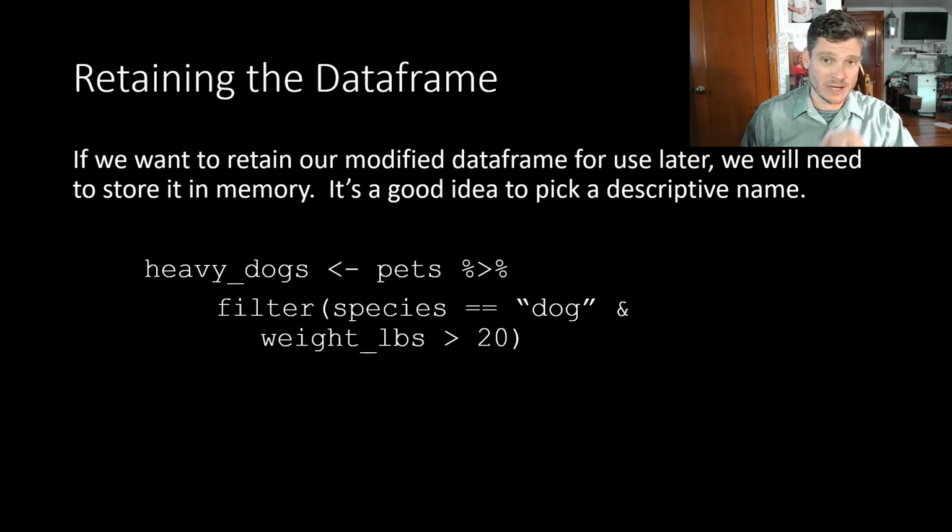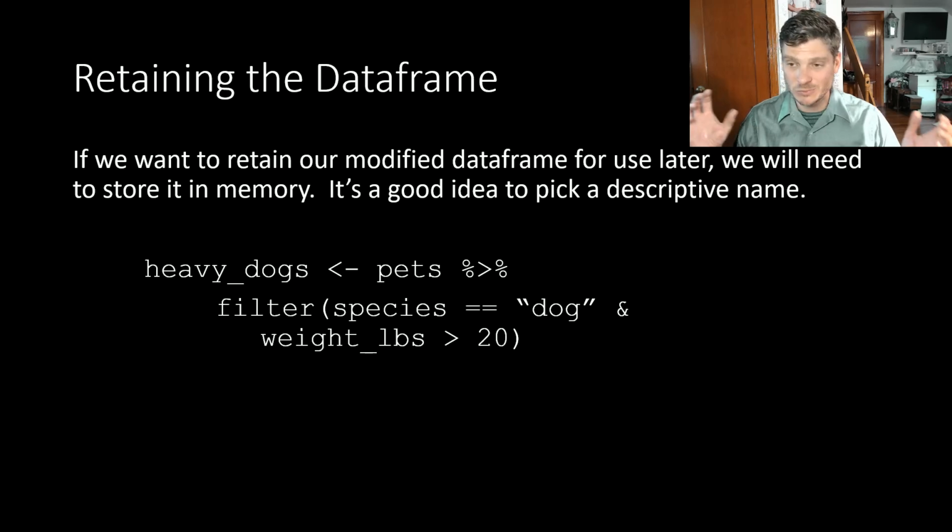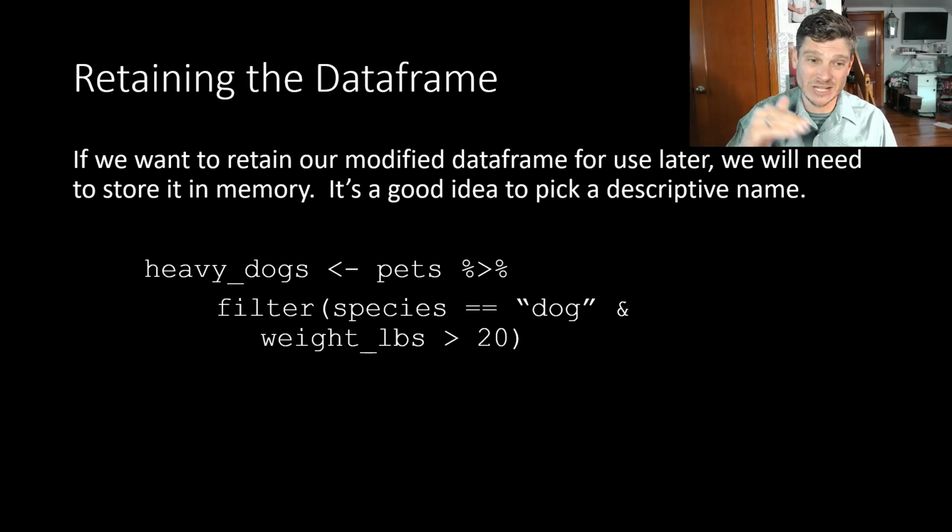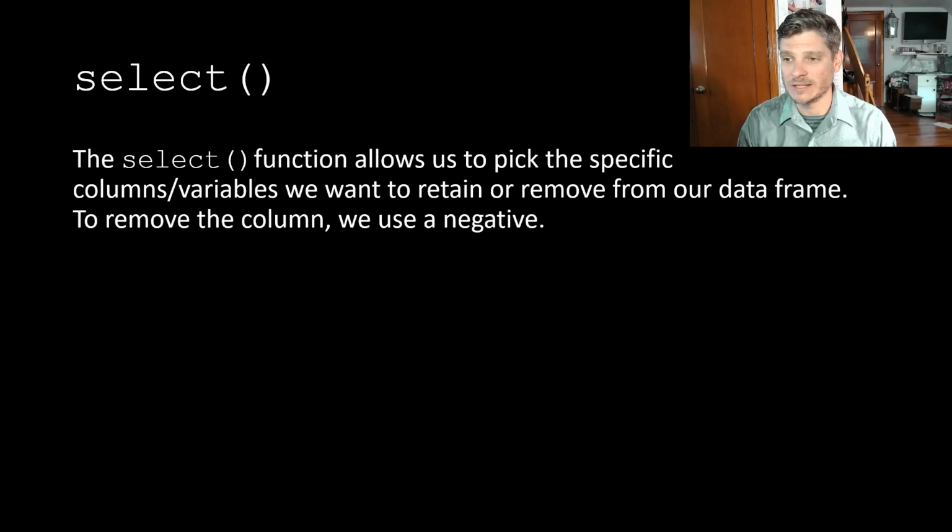Again, I'm going to use my underscore between the word heavy and dogs. And again, heavy dogs, that's where everything is being stored. I have my arrow saying it's being stored. I'm starting with my original data frame pets, which I'm piping into my filter function based upon those 2 criteria. All right. So again, that's how I would store a brand new data frame here in place.